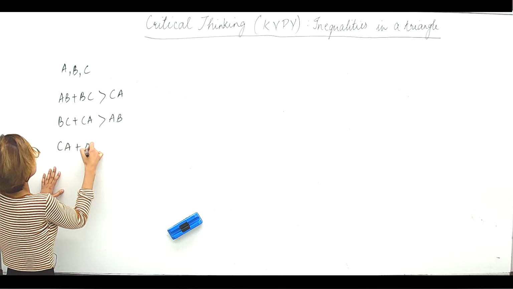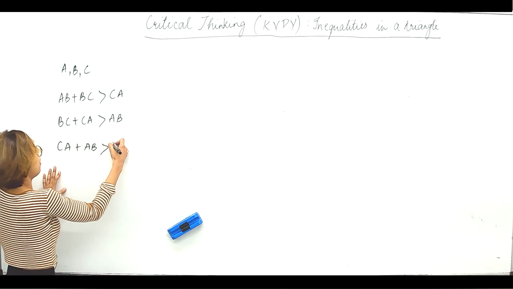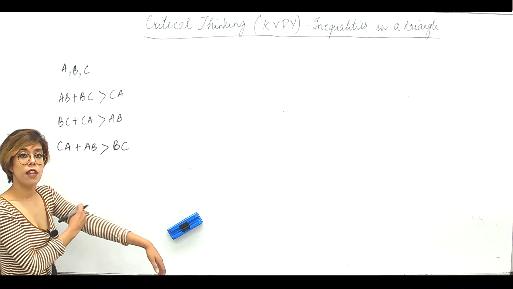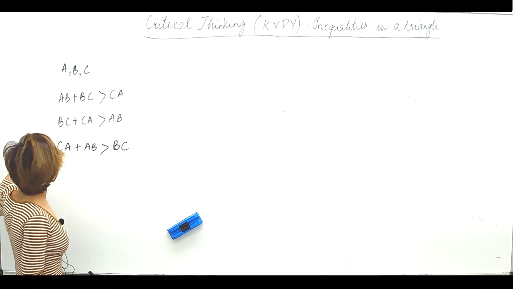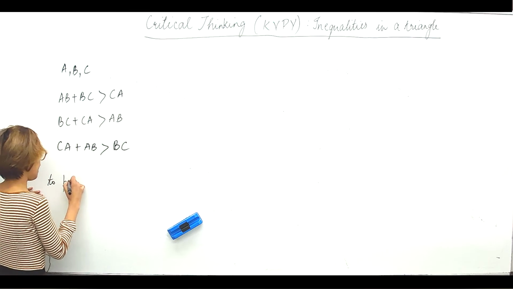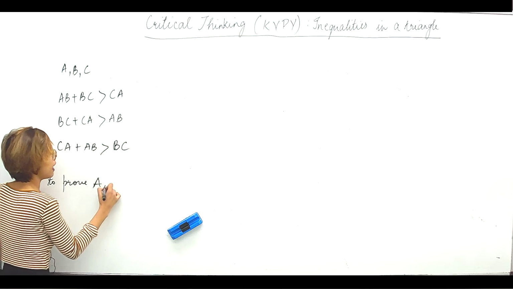CA plus AB should be greater than BC. Right? These 3 relations are given to you. You need to prove that ABC form a triangle.